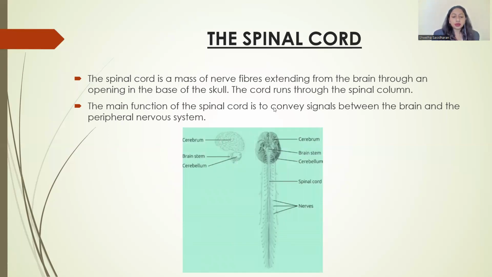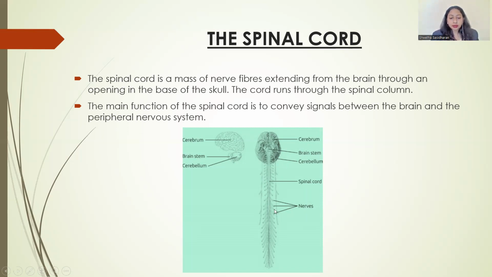As you can see in this particular diagram, this is the down part of the brain. This is the brainstem and this is the cerebellum here on the backside, and here is the spinal cord coming out of the brain. The opening at the base of the skull is called the foramen, which is the place where the spinal cord comes out of the brain. When it comes out, you can see a lot of branches over here. They are nothing but the nerves coming out of the spinal cord.